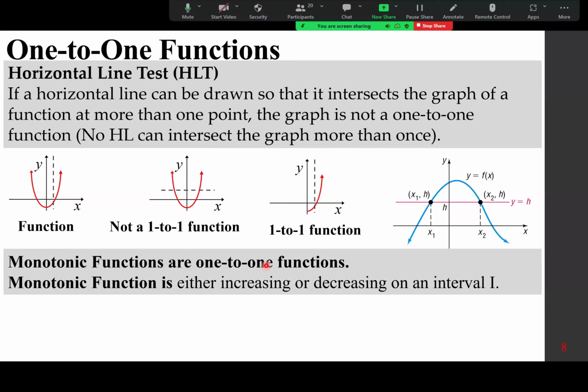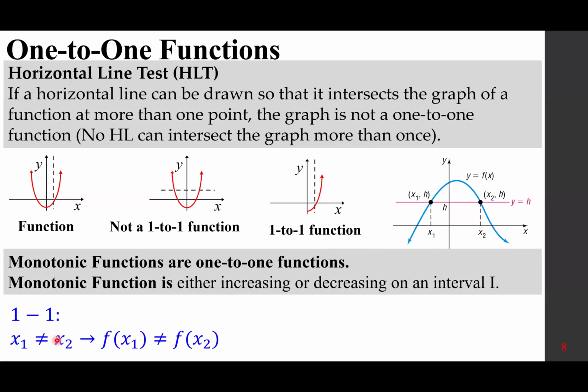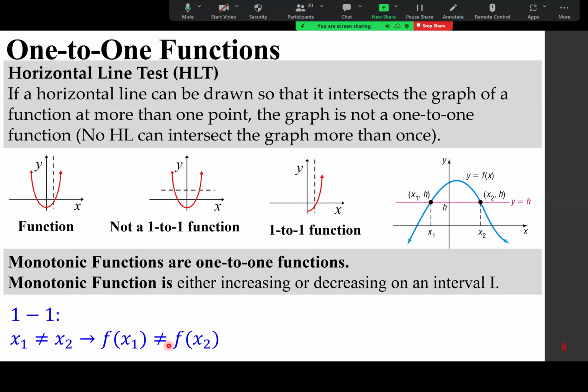Monotonic functions are one-to-one functions. A monotonic function is either increasing or decreasing on an interval. If it keeps on increasing and nothing else, or keeps on decreasing and nothing else, it's called a monotonic function, and they're one-to-one. So for a one-to-one function, x1 can't be equal to x2, which results in f(x1) can't be equal to f(x2).